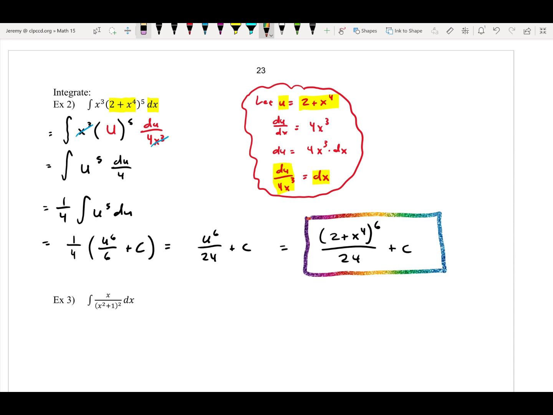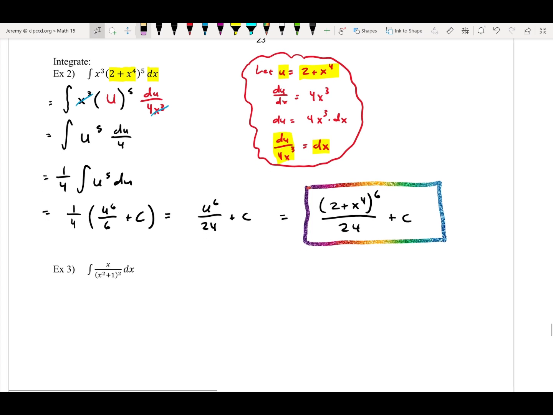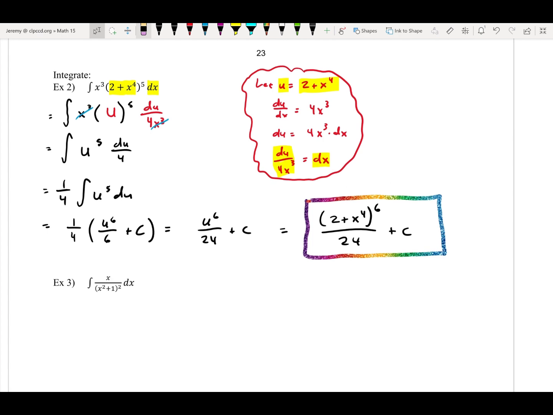All right, so that's a pretty impressive looking answer. Right? This process is really, really effective, right? This is a super difficult integral, but by just rewriting it, re-expressing it in terms of u, we're able to create an easier problem for ourselves and solve the problem in that space.